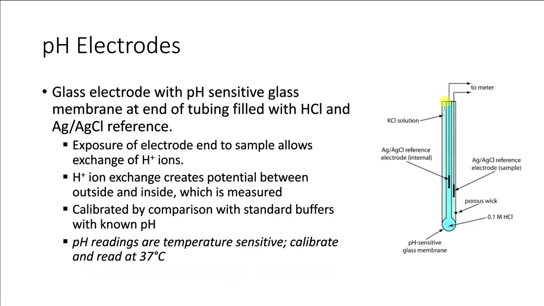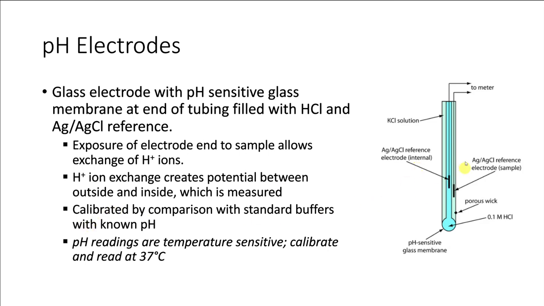So we have this glass electrode here that's specific to pH, where this tubing is filled with HCl or silver reference here. So the exposure at the end here allows the sample to exchange hydrogen ions between the two sides. This exchange creates potential between the outside and the inside, which is measured, and that's how we get to our concentration.